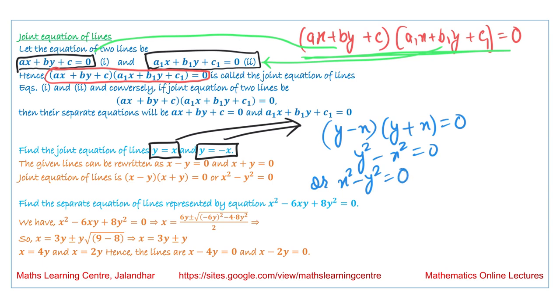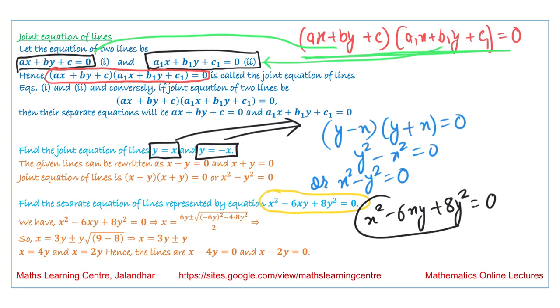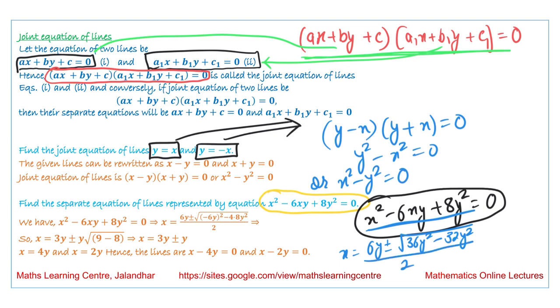Next, an equation is given to us in the form x square minus 6xy plus 8y square is equal to 0. It is given that this is the joint equation of two lines, so we want to separate these two lines. We calculate the value of x from this equation. We get x is equal to 6y plus minus square root of 36y square minus 32y square, whole divided by 2.